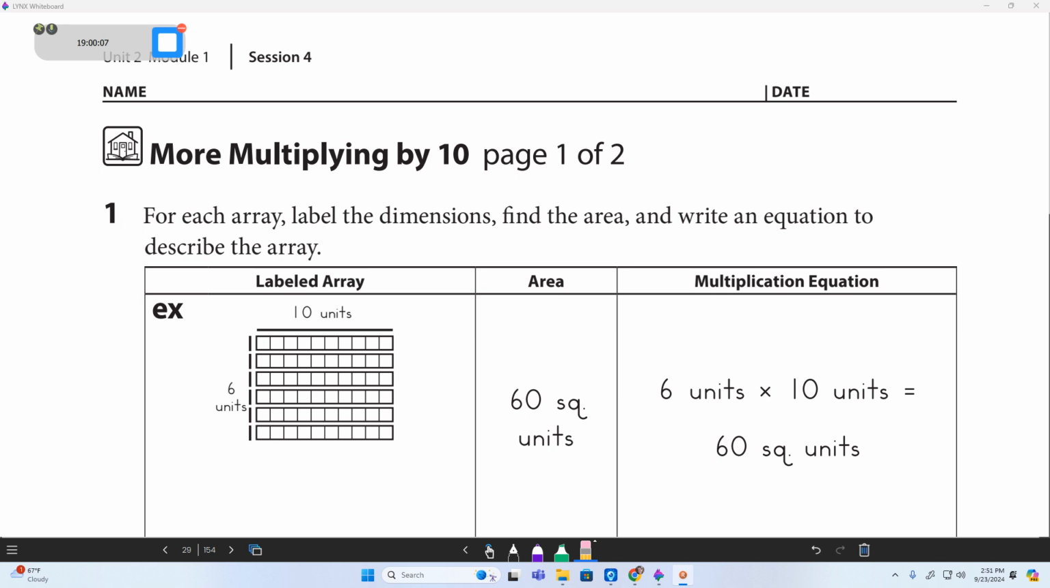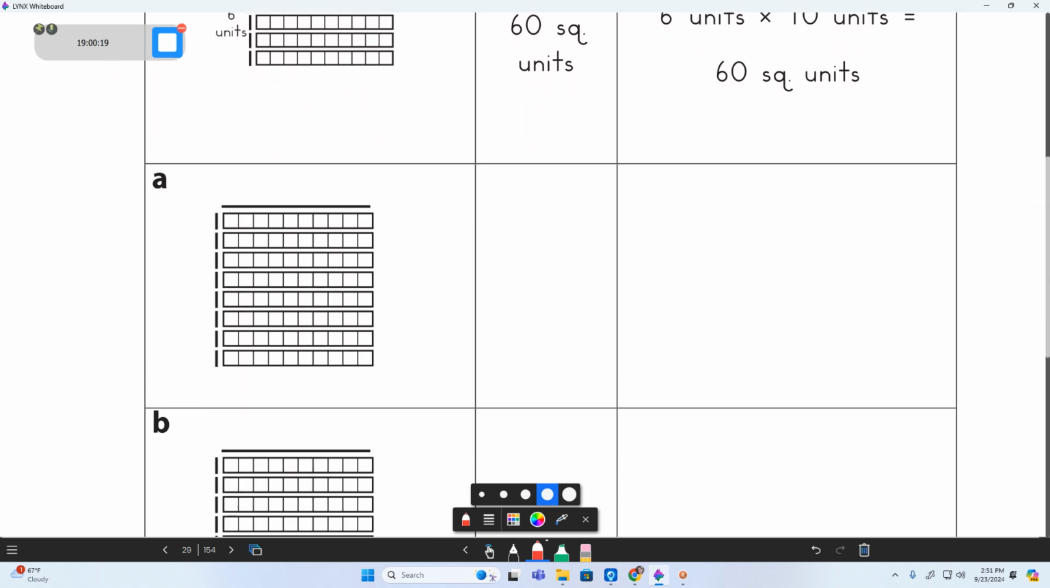For each array, label the dimensions, find the area, and write an equation. All right, here we go. Let's go ahead and scroll down and look at the first one, letter A.